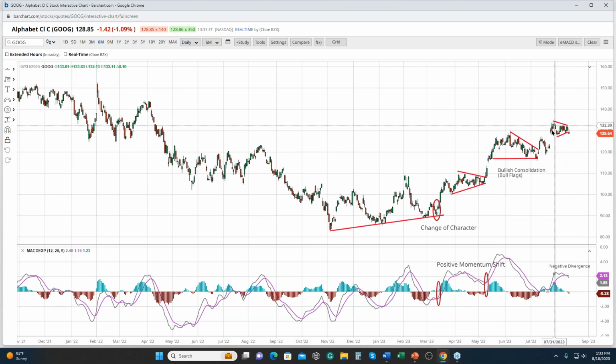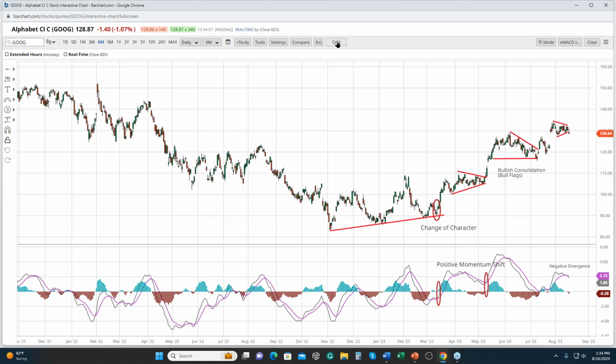Now, what's the difference between what's going on now with Google versus what we saw back here and back here is, yes, we've made that higher high, right? But our MACD didn't make a higher high as well. This would be called negative divergence. And again, if you watch the other video, we go a lot more in depth on this. This could be an indication that our trend is not only losing momentum, but that we're about to see a reversal in price action.